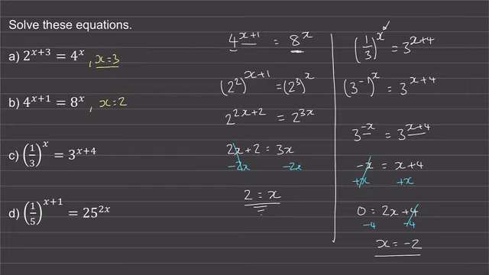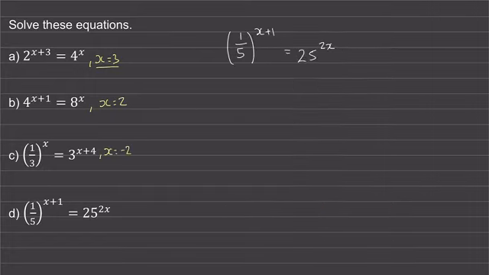You can pause the video, and when you come back, we'll go through the worked solution. Okay, so welcome back if you had a go. So the first thing we're going to do is write this 1/5 using index notation. So this becomes 5 to the power of negative 1, which we're raising to a power of x plus 1. And the 25 is 5 squared, which we're raising to a power of 2x.